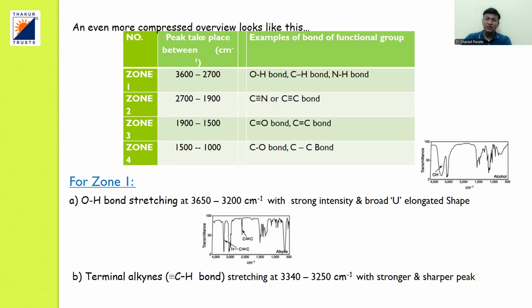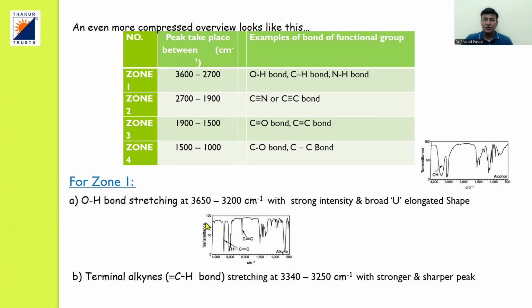Then zone 3, which is the carbonyl or double bond region. All double-bond-containing stretching frequencies you will find in this zone, right? And the last one, before the fingerprint region, is carbon single bond oxygen and carbon single bond carbon. It will come around 1500. Okay.